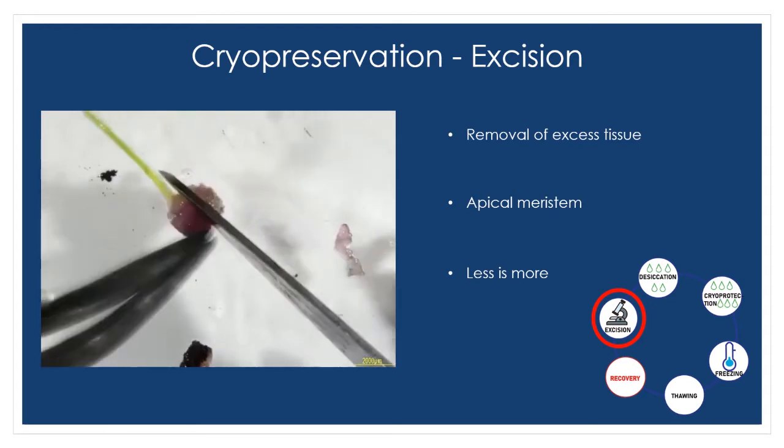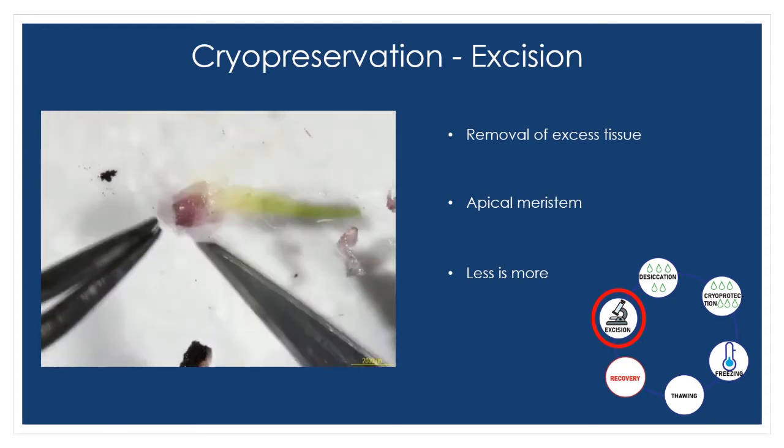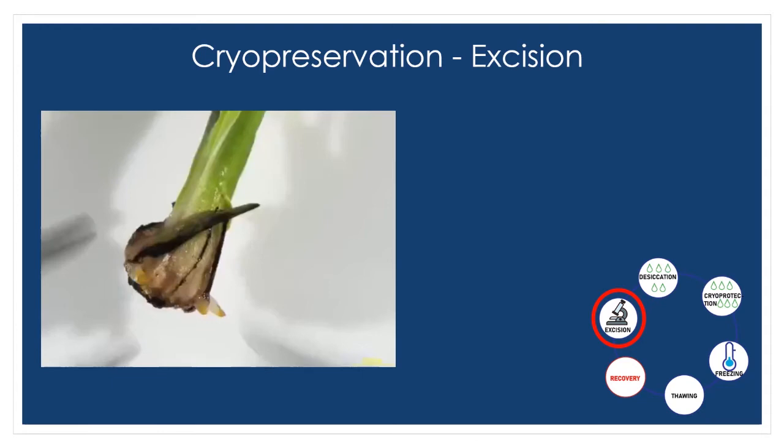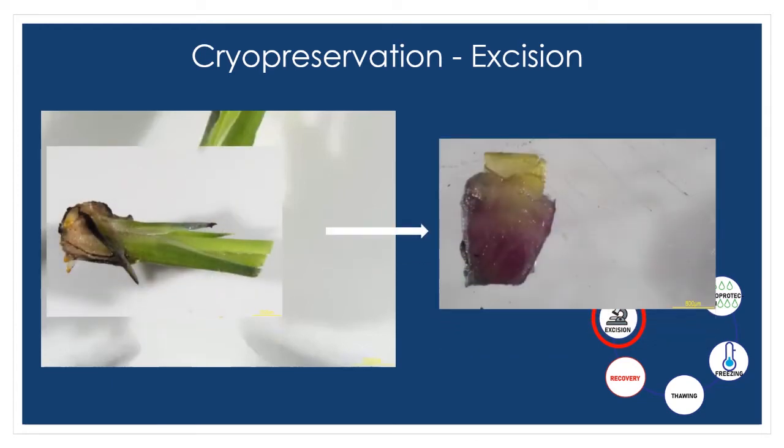So basically, here are the pictures before and after. We got the small little shoot tip with the apical meristem right here in the middle, and from that meristem we should get a new plant after the cryopreservation.